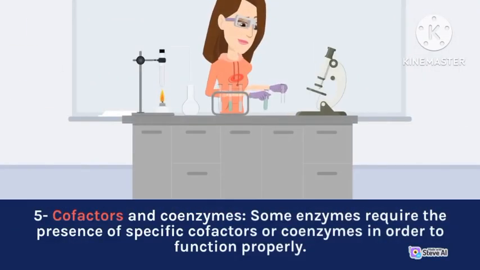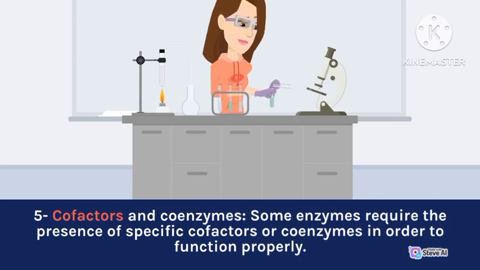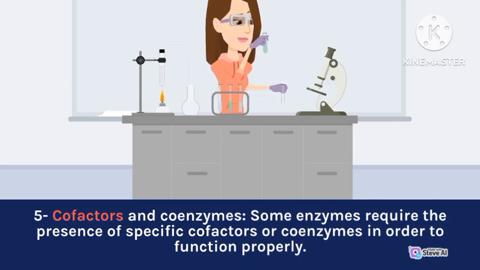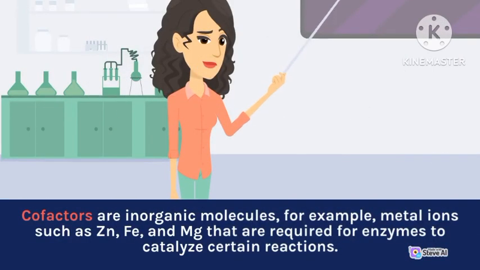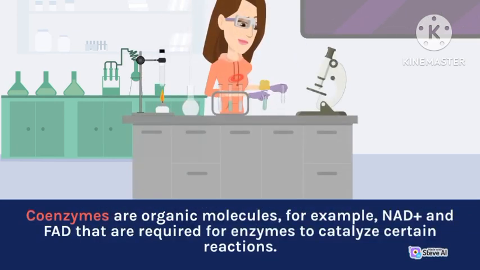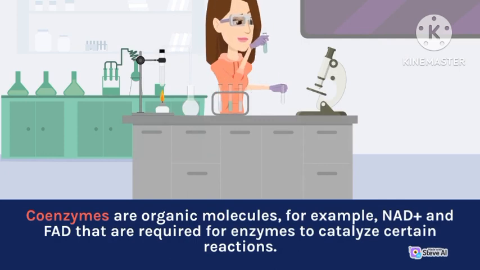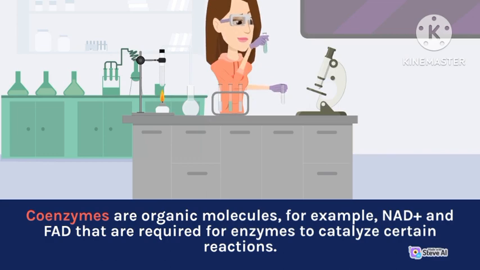5. Cofactors and coenzymes. Some enzymes require the presence of specific cofactors or coenzymes in order to function properly. Cofactors are inorganic molecules, for example, metal ions such as Zn, Fe, and Mg that are required for enzymes to catalyze certain reactions. Coenzymes are organic molecules, for example, NAD+ and FAD that are required for enzymes to catalyze certain reactions.